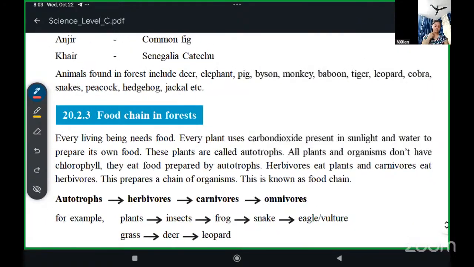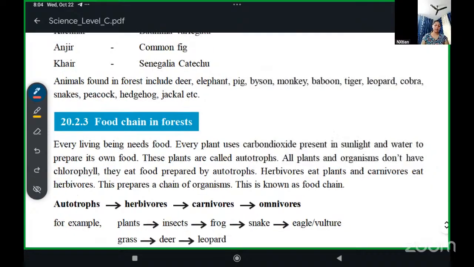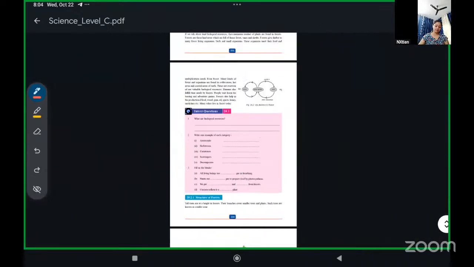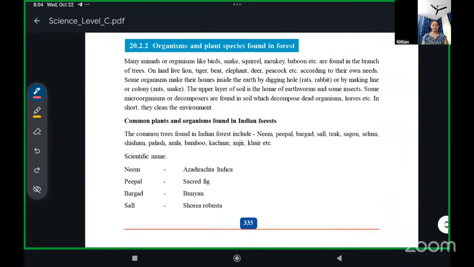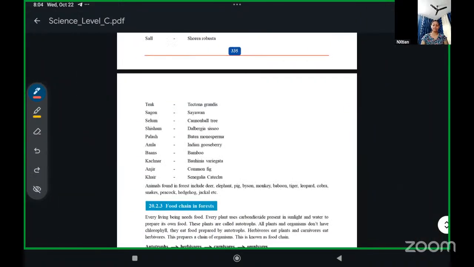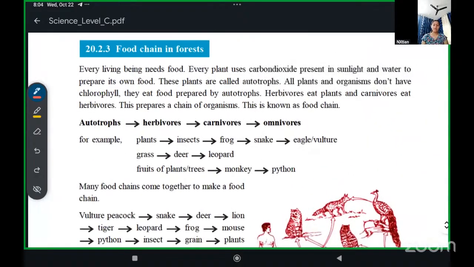Now, animals found in forests are deer, elephant, pig, bison, monkey, baboons, tiger, leopard, cobra, snakes, peacock, hedgehog, jackal, etc. Okay, these are the animals that are found in the forest. Now tell me, any doubt? Abraham, any doubt? No? Okay.